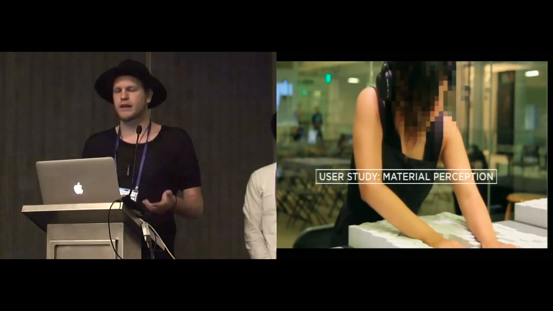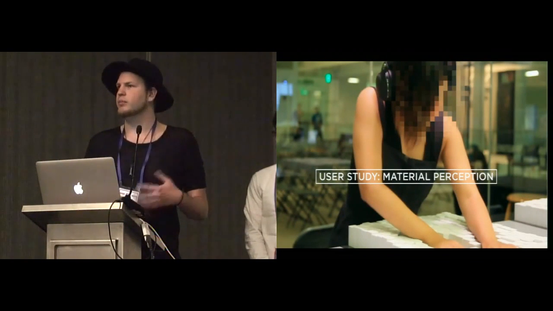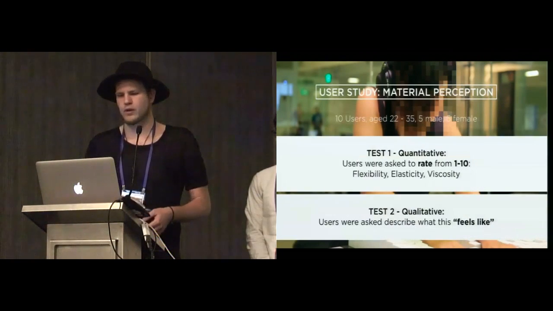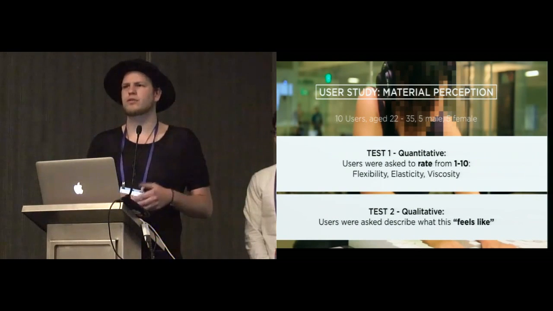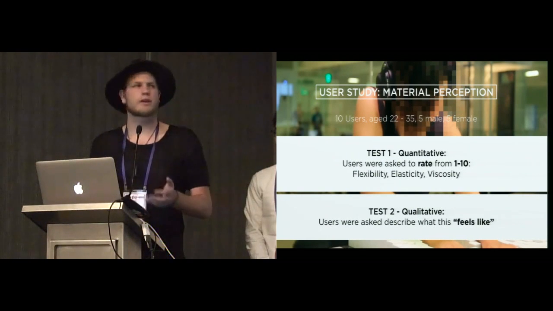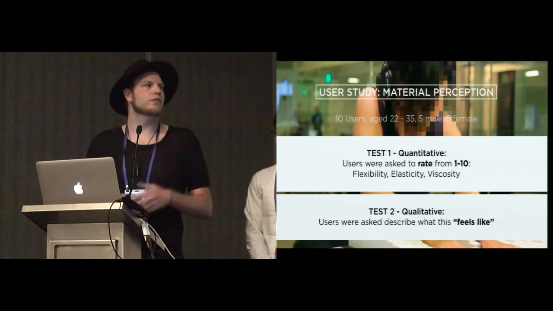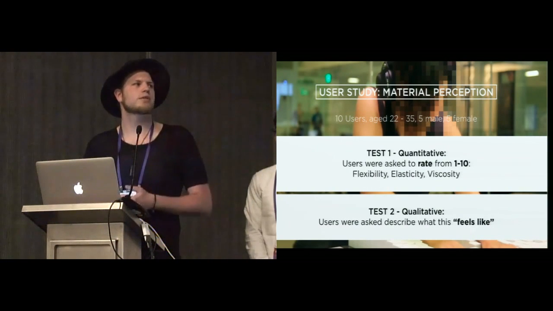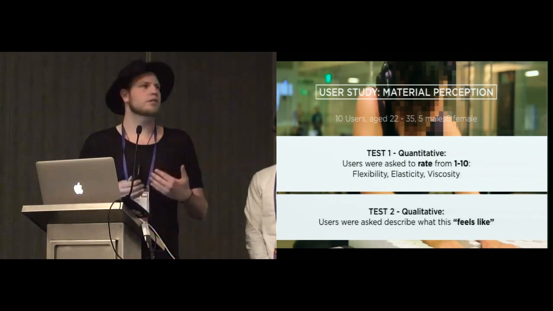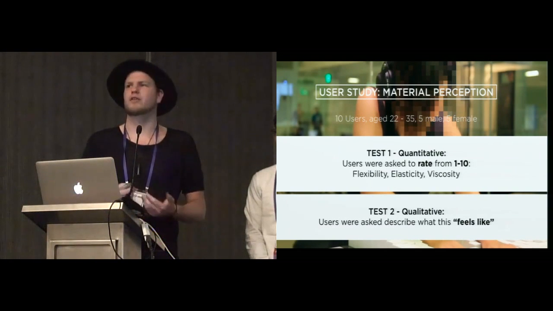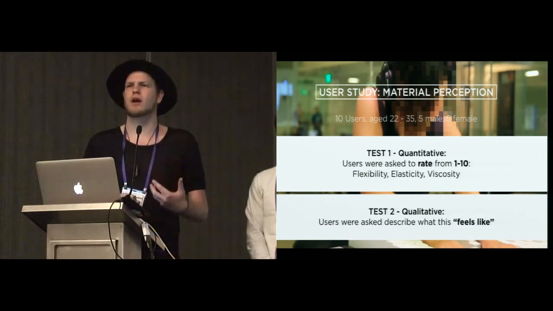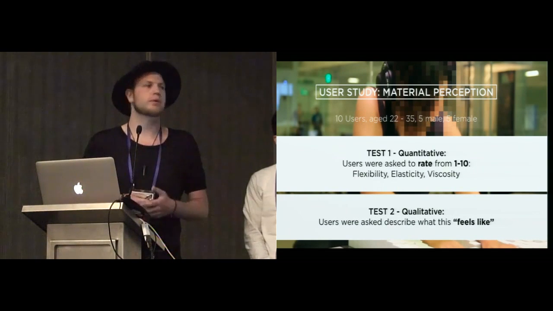So in order to evaluate this work, we conducted a user study to better understand how different users perceived our interface. For this, we had 10 users aged 22 to 35 and equally distributed in gender. In the first test, the quantitative test, users were asked to rate different random material properties from 1 to 10. In the qualitative test, however, users were asked to describe what these random material properties felt like.